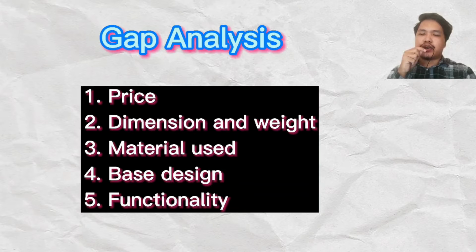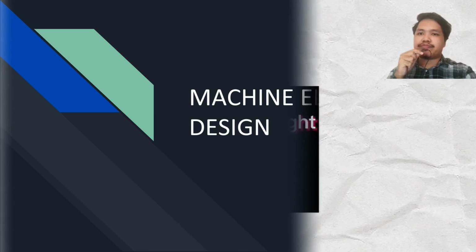affordable. For the dimension and weight, we will try to make it medium in size so it is suitable for all kinds of space. The material used for our product is stainless steel to ensure our product quality. For the base, we make it stable, so we put anti-slip under it. For the functionality, it is important to make our customers confident to buy it.